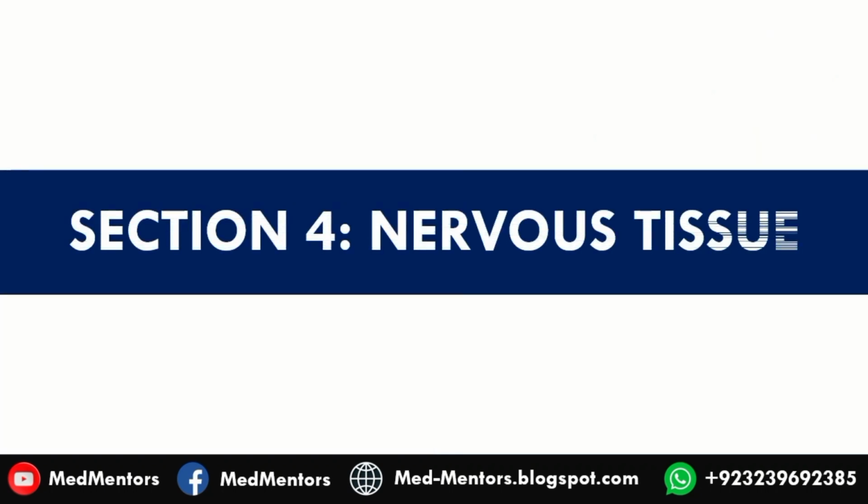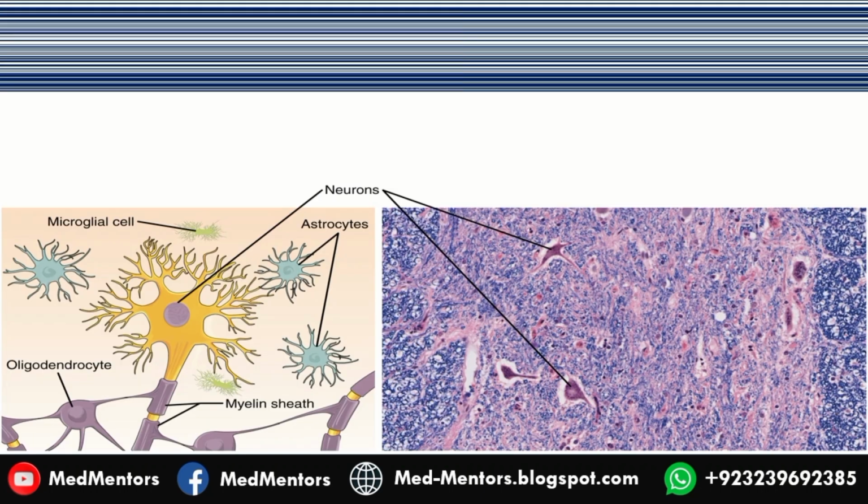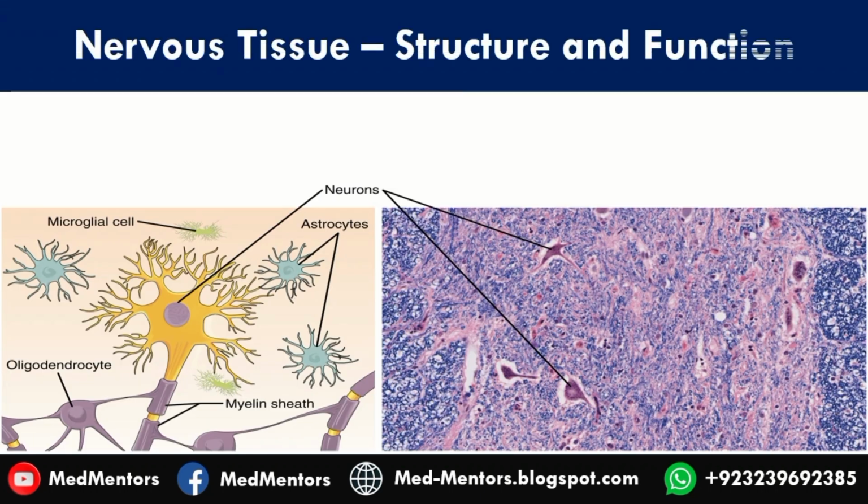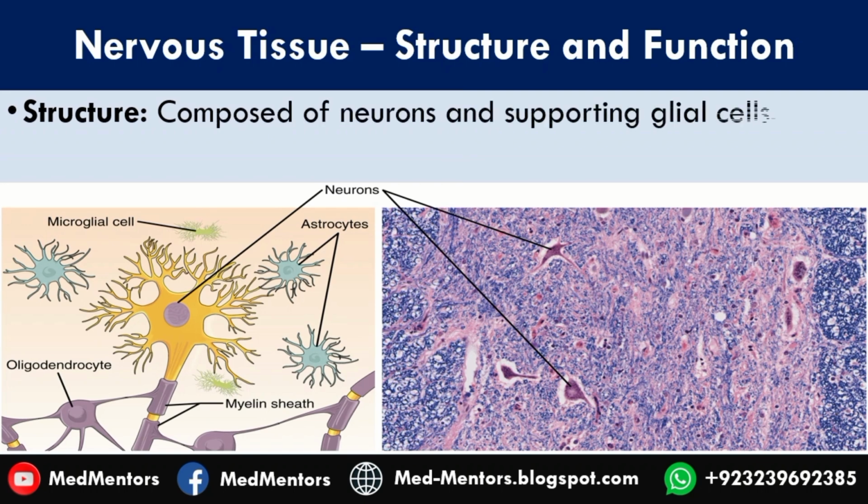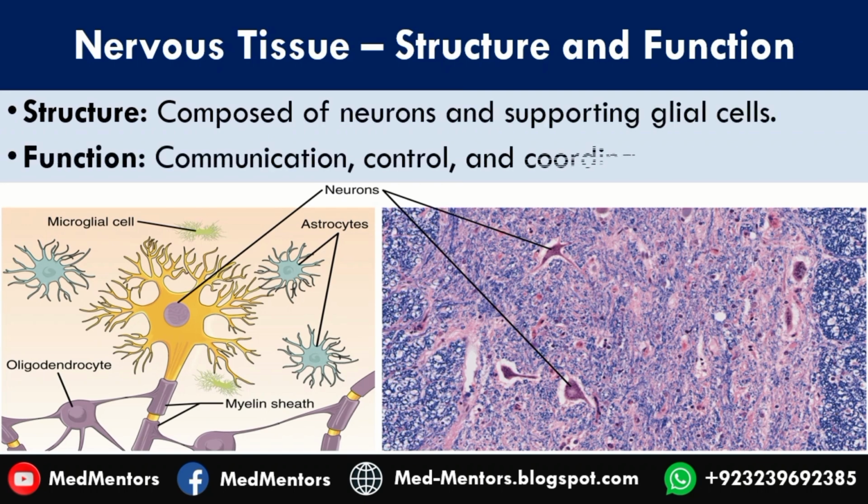Section number 4, Nervous tissue. In this final section, we cover nervous tissue, focusing on its structure, components, and functions. Nervous tissue, structure and function. Structure. Nervous tissue consists of neurons and supporting glial cells. Function. The primary functions of nervous tissue include communication, control, and coordination within the body.